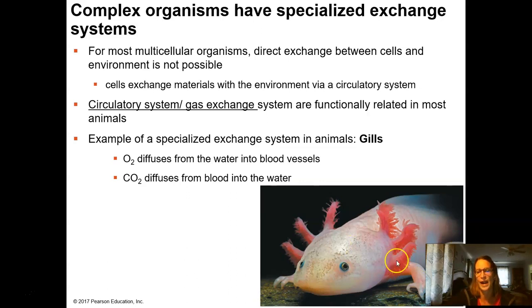In the same way, in these gills, we have blood that needs to get rid of carbon dioxide, and so the carbon dioxide is going to diffuse out of the gills into the water. So you've got this exchange system between the respiratory surface, which is the gills, and the capillaries of the blood vessels exchanging materials with the water.